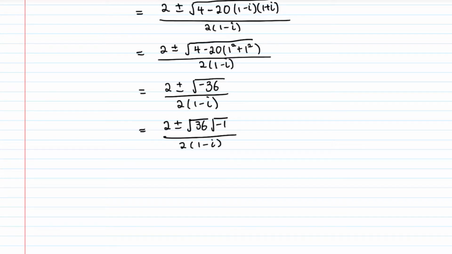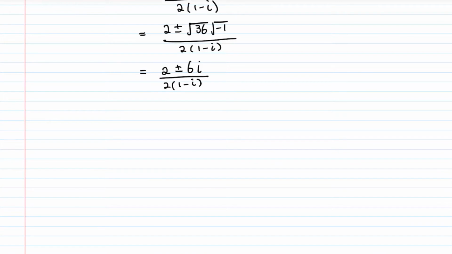And from here, the square root of 36, you know what it is. It is very simply 6. And then the square root of negative 1 can become a positive i. So it becomes 2 plus minus 6i over 2(1 minus i). And from here, you can divide it all by 2. So you'll just get 1 plus minus 3i over 1 minus i.